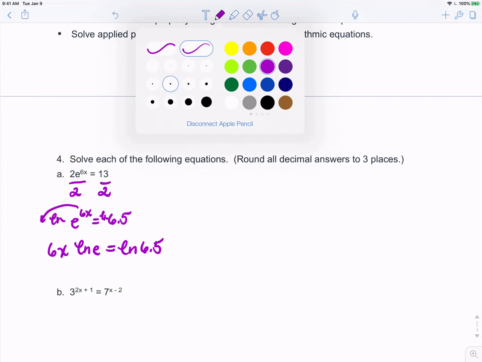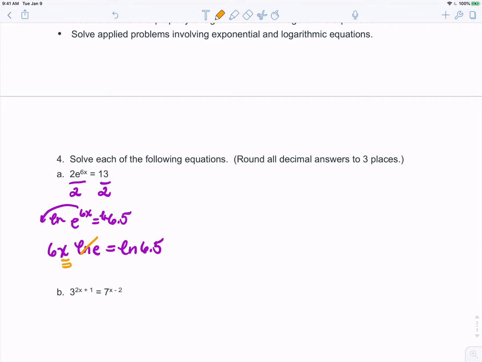And remember, what are we trying to do? We're trying to get x by itself. So first of all, we remember that natural log of e is equal to 1. To get x by itself, we simply have to divide both sides of this equation by 6. We just take a scientific calculator and find the natural log of 6.5 and divide that answer by 6. And we get a solution for x of 0.3120. I said to round it off to 3 decimal places, so let me follow my own advice. If we round that off to 3 decimal places, it would be 0.312.